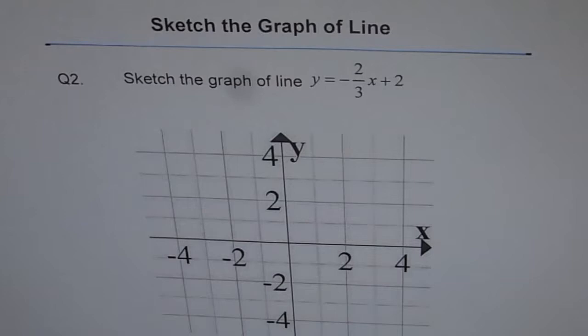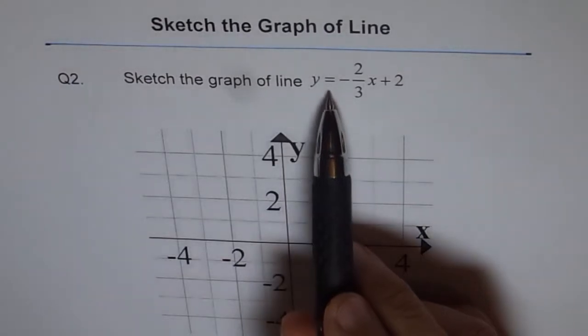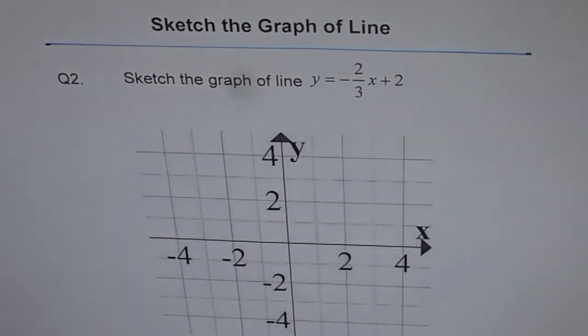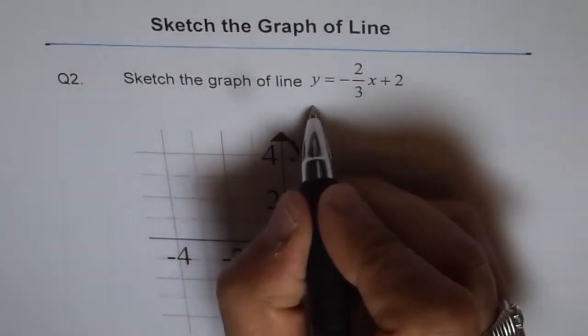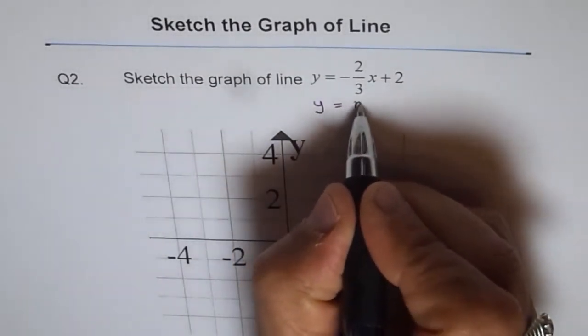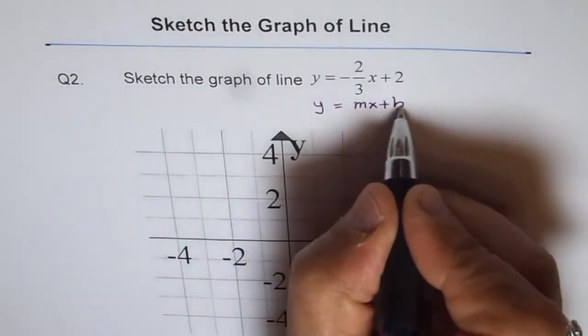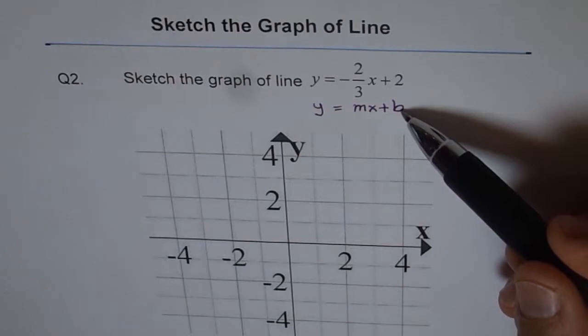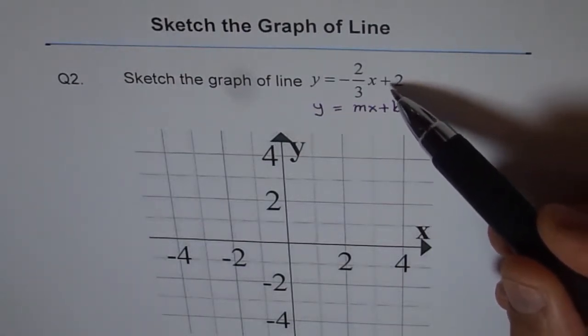As in question number 1, we'll follow the procedure of sketching the graph by first finding the y-intercept. So what is the y-intercept in the equation y = -2/3x + 2? Well, see the equation in the form y = mx + b. If you see it in that form, then you know b is the y-intercept. So the y-intercept is 2, plus 2.